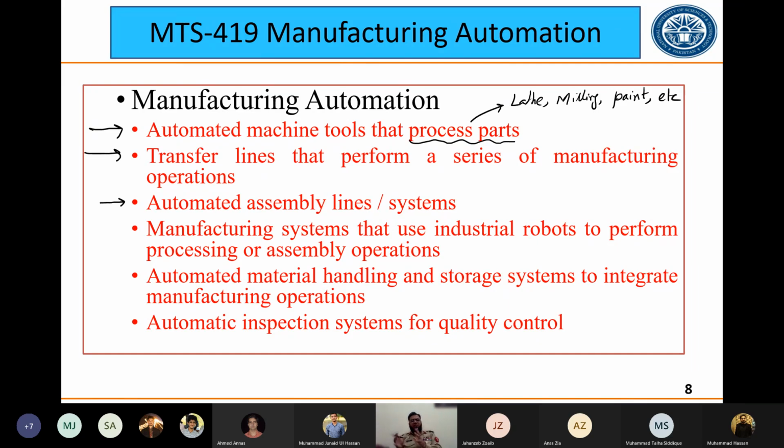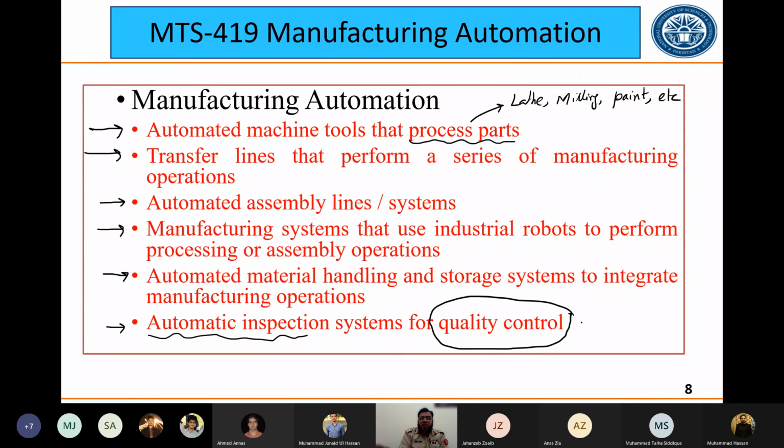So you have manufactured parts in your factory. They are coming from different sources, and then you put them together using an assembly line. So that becomes a manufacturing industry also. Then manufacturing systems that use robots, I have already talked about it. Then automated material handling systems and storages, we have talked about it. And see, there is an automatic inspection system. So in fact, the quality control is very, very important.